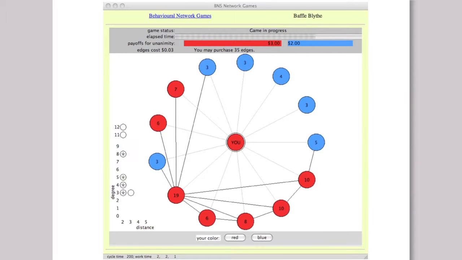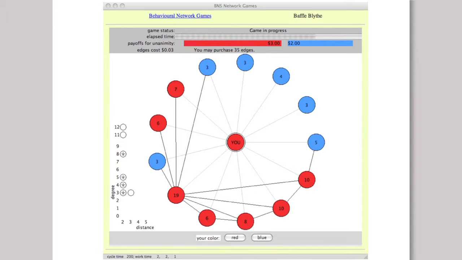Here you are, you have to choose between red and blue, you see the choice of your neighbors, and you have payoffs, you have differing payoffs for consensus, global consensus to red or blue. If we don't reach global consensus within a minute, everybody gets nothing. So it's exactly the same as before.